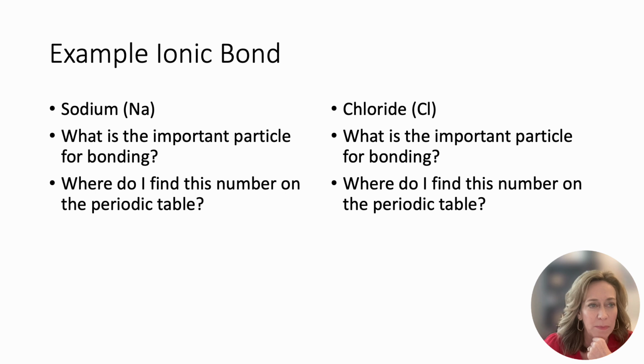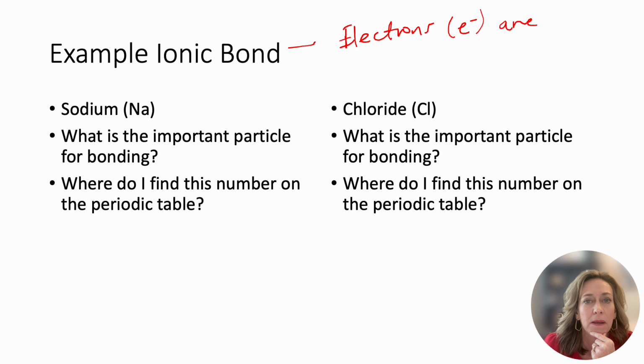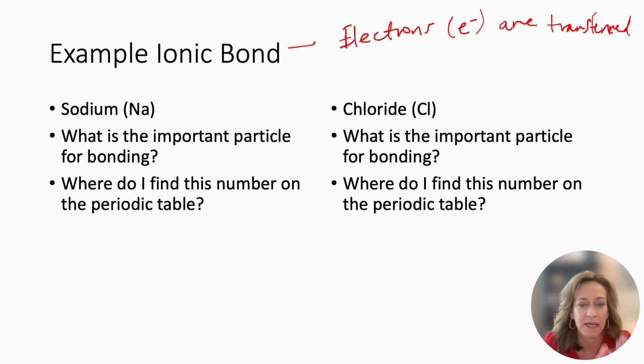So an ionic bond. We talked about 2 different types of bonds: we have covalent bonds and we have ionic bonds. Ionic bonds are when electrons, which sometimes I'll just write as E minus as a shorthand, are transferred. So one atom gives to another atom. When you have a transfer of something with a negative charge, that negative charge leaves one atom and is added to another atom.